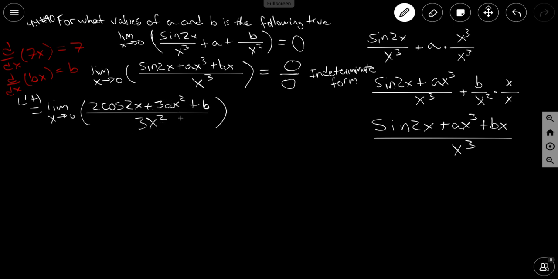So from here, you can go ahead and plug in 0 to check if you're going to get an answer or if you're going to get an indeterminate form. When you plug in 0, you're going to get cosine of 0, which is 1. 1 times 2 is 2. So you're going to get 2 plus b. Here, you can solve for b by setting 2 plus b equal to 0. So that right there, b equals -2, would be your first answer.